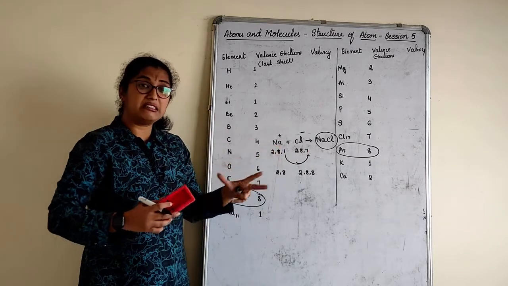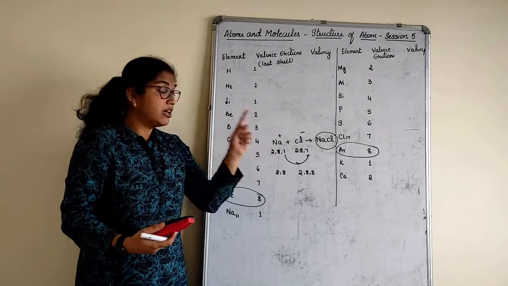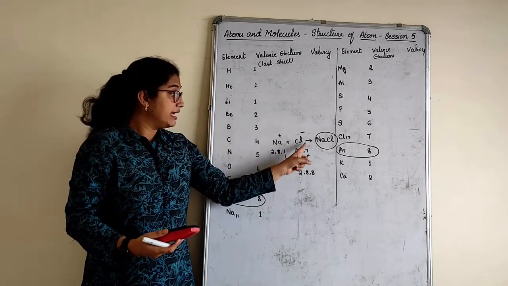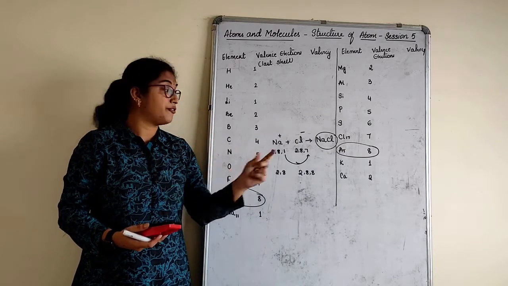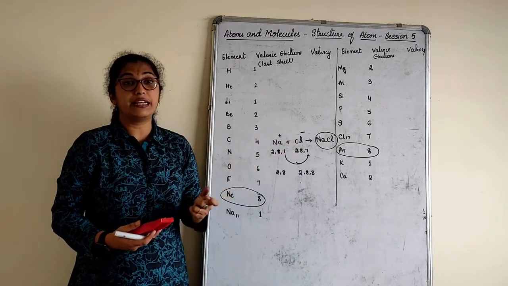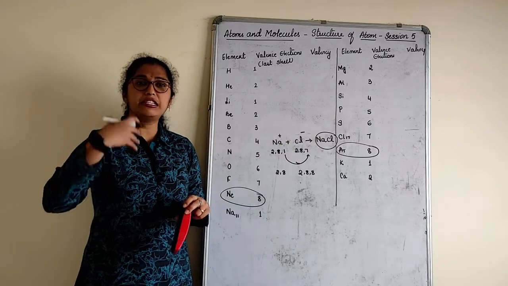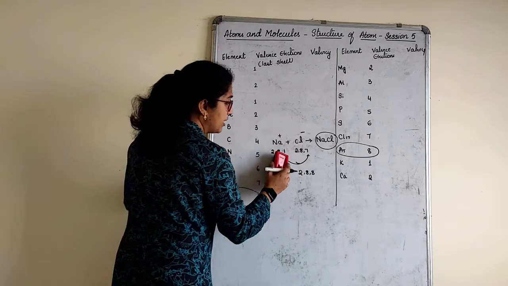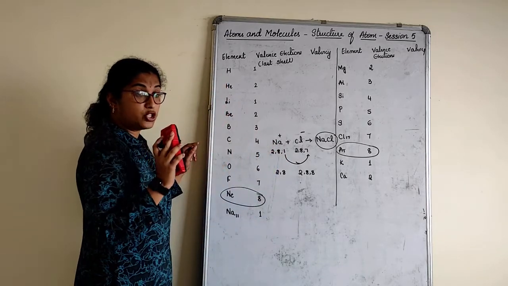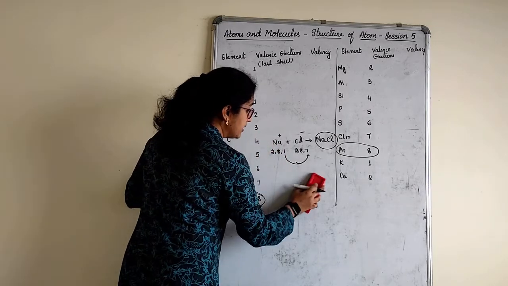So, sodium has a tendency to give electrons. How many? It can give 1. It can give 1 to chlorine. So, sodium is electropositive. Chlorine is electronegative. Why? Because it can receive more and more electrons. Right? Okay. Is this concept very much clear to you? Let's proceed further.